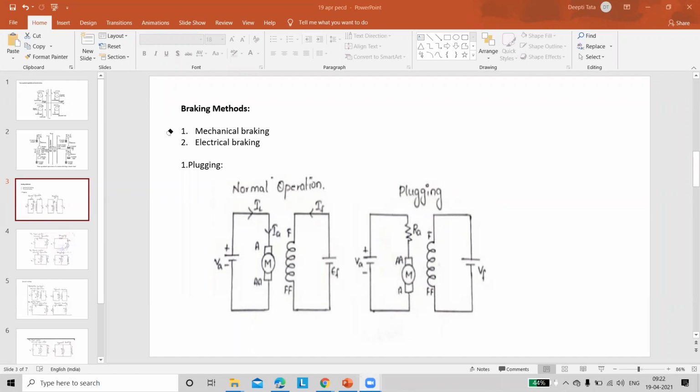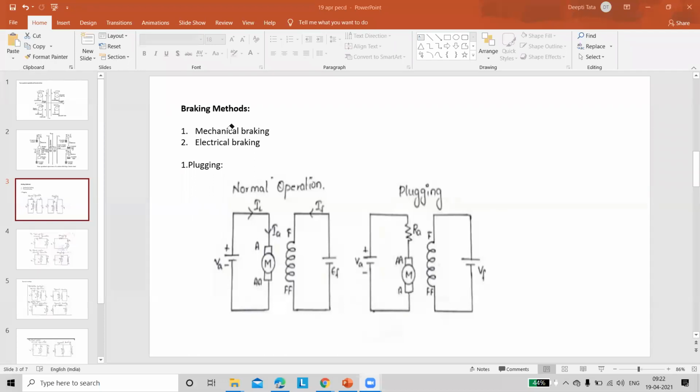Mechanical braking is applicable, but the major disadvantage of mechanical braking is that the power is wasted or dissipated in the form of heat energy, which is an unwanted thing. You can store the energy in some other ways, but in mechanical braking it is not possible. So based upon this, we will go to electrical braking.